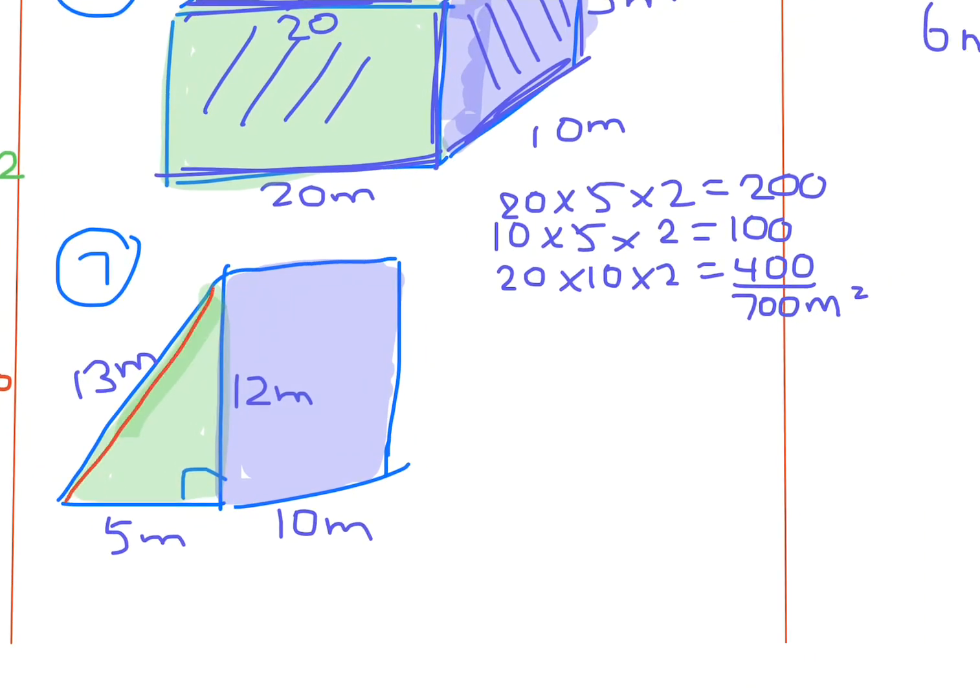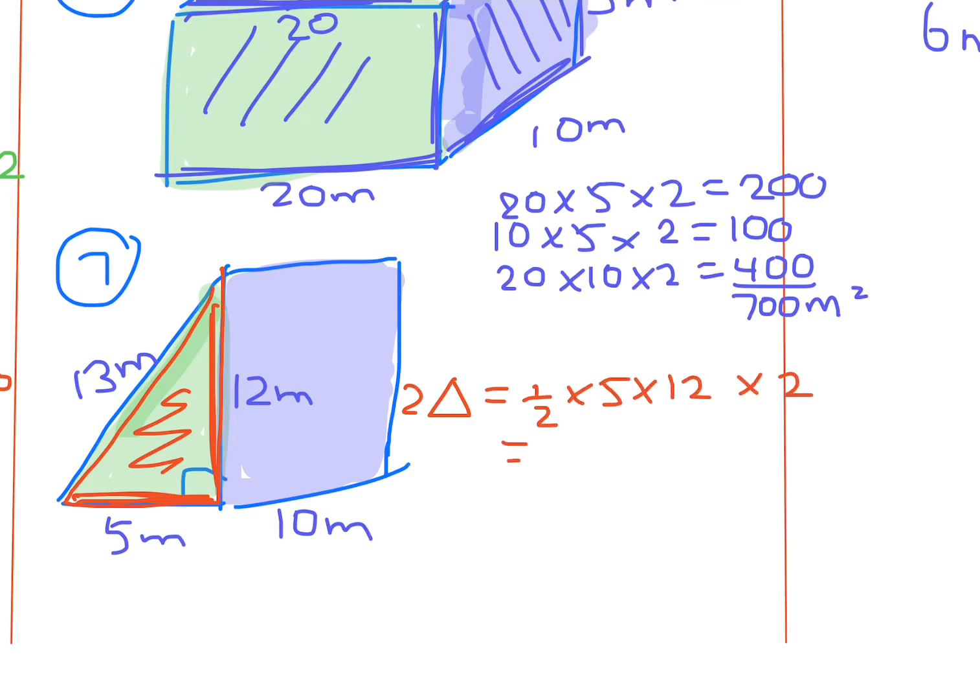Okay, so the triangular prism. All right, so we'll do the triangle first. So you do base, which is 5 times the height, which is 12. So the 2 triangles would be 1/2 times 5 times 12. Then there are 2 of those, so you double it. So you end up with 60 metres squared.